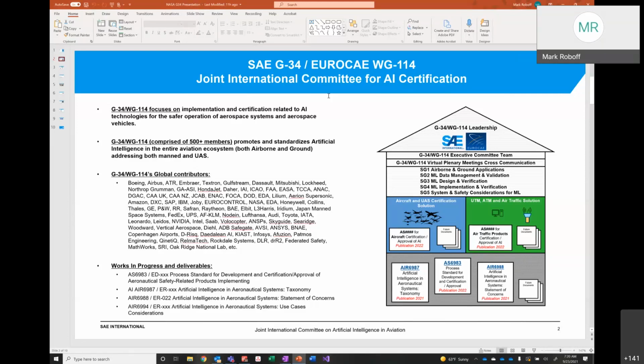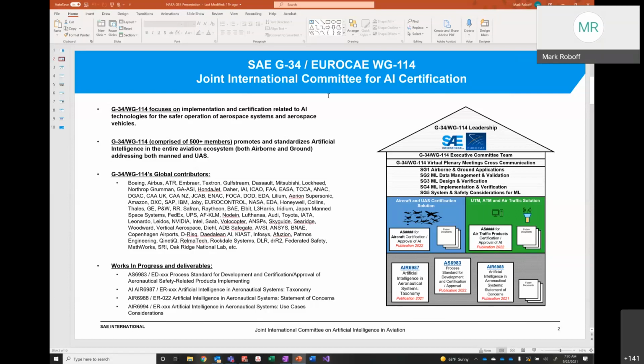We have great support from the global regulatory community, the FAA and EASA and Transport Canada and ANAC and civil aviation authorities in the Asia Pacific region, and of course, ICAO. And we are working on a process standard for the development and certification of AI ML and safety critical systems. And this standard is due to be released by this time next year.